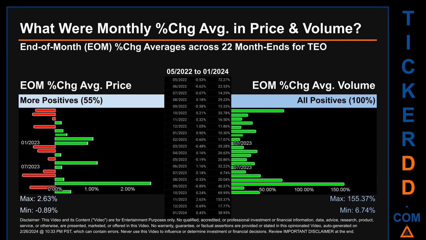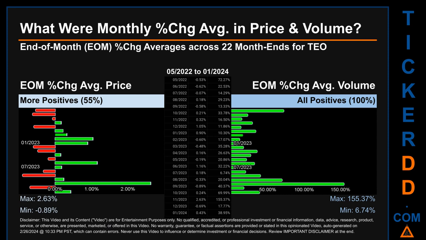What were end-of-month percentage change averages in price and volume for TEO? The monthly average of percentage change in price and in volume were calculated for each of the 22 month ends. That calculation took daily percentage changes and averaged them for each given month. If a month end came out negative, then it means that the month summarily saw a negative change.